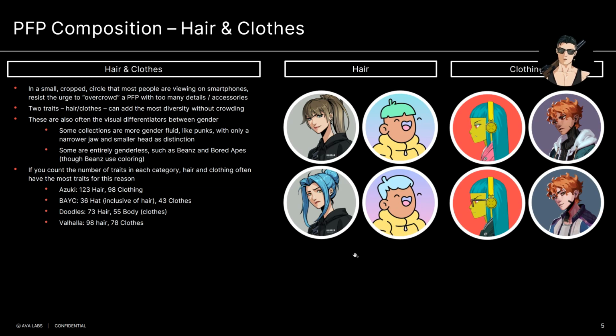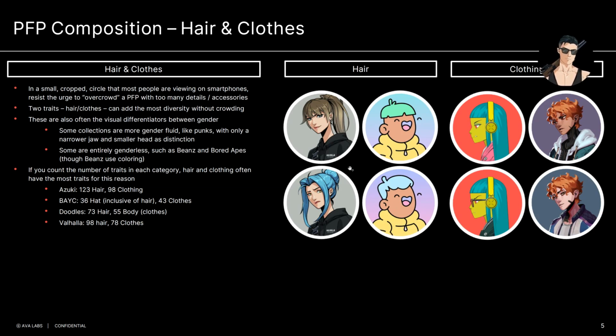But with hair and clothes alone, these are typically the two categories in which you'll find the most traits across every collection. So in Azuki, you'll see 123 hair traits, 98 clothing traits. In Bored Apes, you'll see 36 hat traits, which is inclusive of hair, and 43 clothing traits. Doodles, you'll see 73 hair traits, 55 body or clothes traits. And in Valhalla, you'll see 98 hair traits and 78 clothing traits. So you want to leverage these traits highly because you can see that even with just these two traits, you can create a lot of diversity within the PFP.